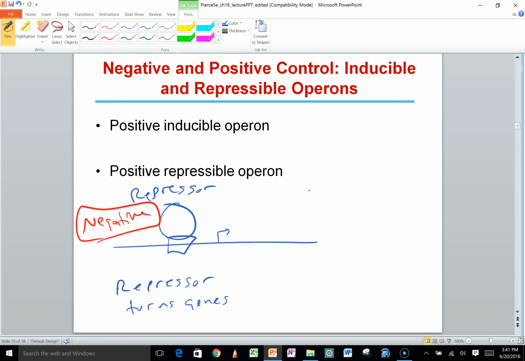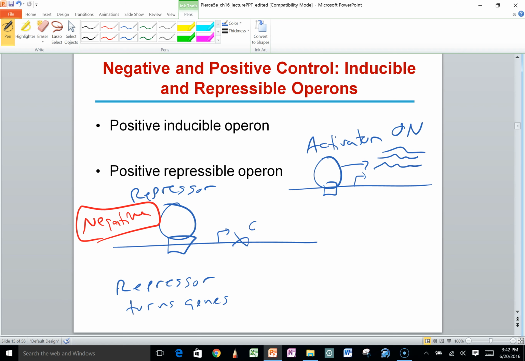Positive regulation has a DNA sequence, and there's a protein that binds it, but that protein is called an activator. So when we're talking about positive or negative, we're talking about whether or not the protein involved turns the gene on or turns the gene off. This turns the gene on and it'll get transcribed. A repressor turns the gene off and it won't be transcribed. And then the inducible or repressibleness is irrelevant really when it comes to that.